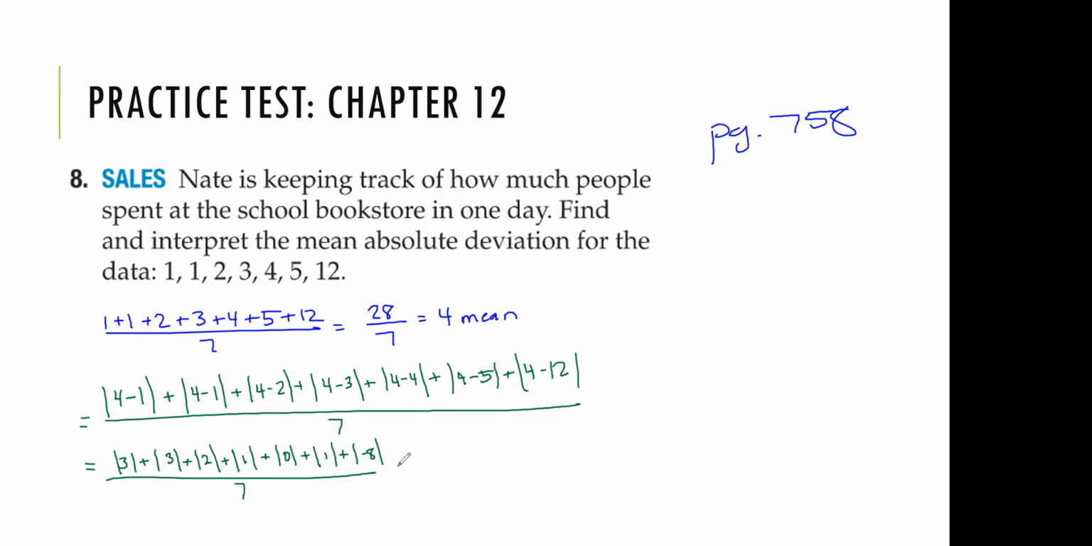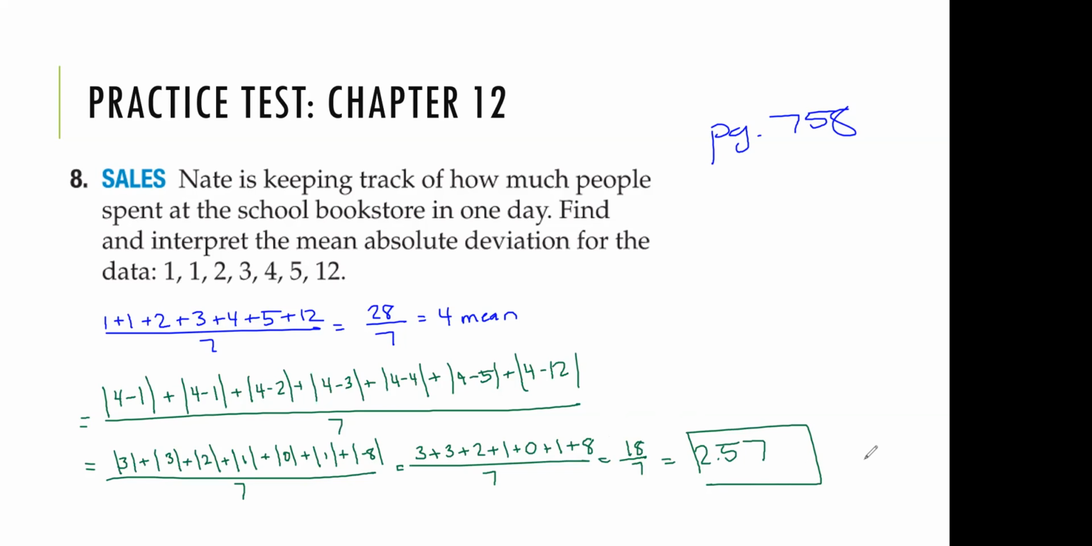And then we simplify that. The absolute value of 3 is 3. The absolute value of 2 is 2. The absolute value of 1 is 1. The absolute value of 0 is 0. The absolute value of 1 is 1. And the absolute value of negative 8 is positive 8. And we divide by 7. And then we end up getting 18 over 7, which is 2 and 57 hundredths. Okay, so that is the mean absolute deviation. Okay, so it says to interpret it.